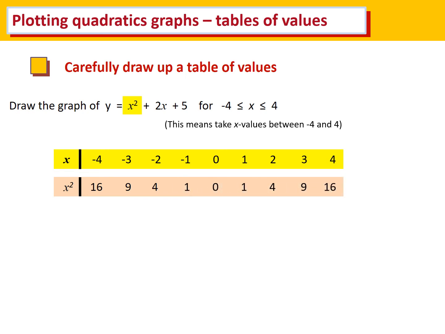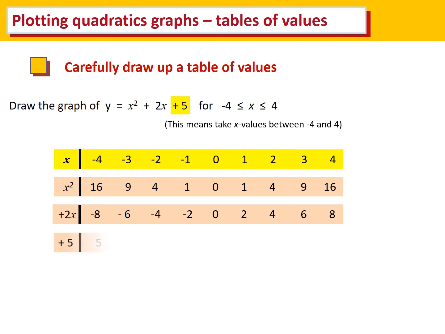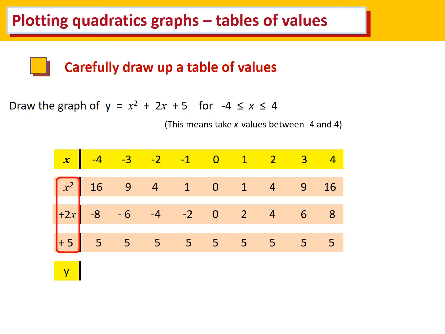Our next row of values will be the 2x values. We're multiplying each of the x values by 2, and that's what we end up with. And finally, the plus 5 means we have a row of 5s. Now remembering that y equals x squared plus 2x plus 5, we add these little columns together.